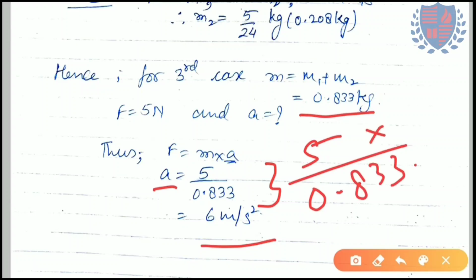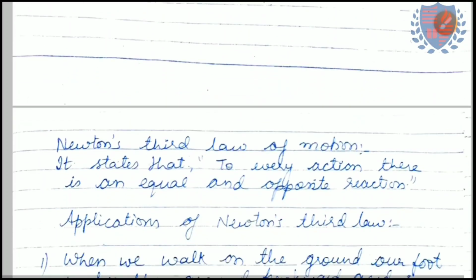0.833. To remove the decimal, multiply both numerator and denominator by 1000. So after simplifying, we get it as 6 meter per second square.